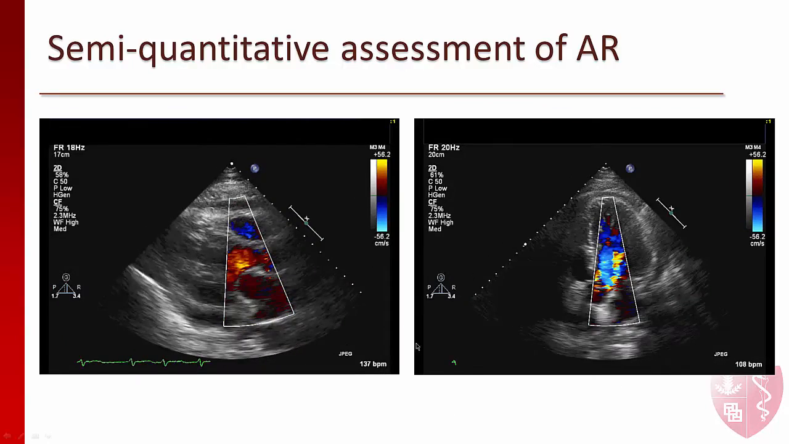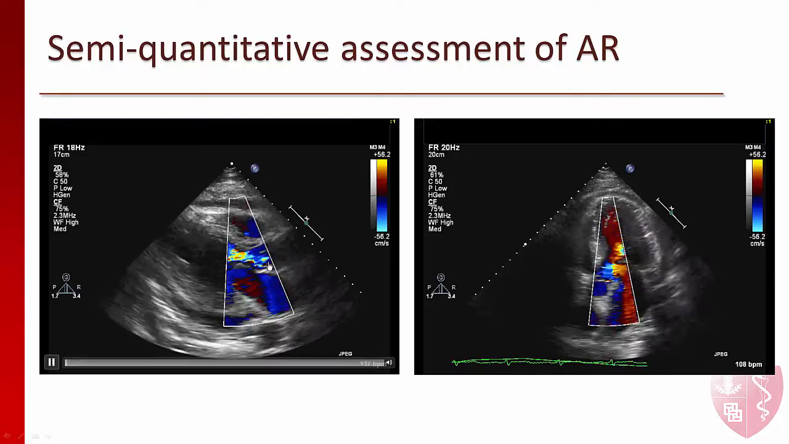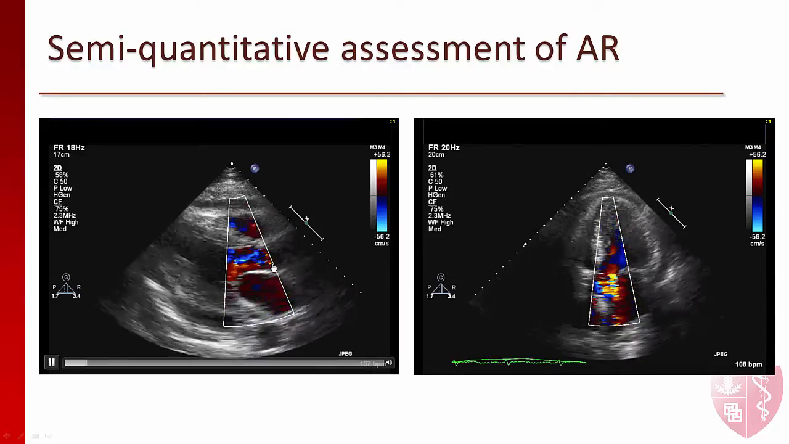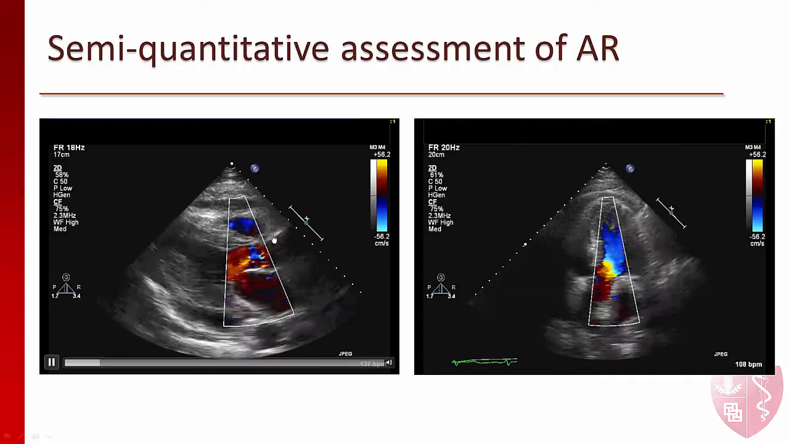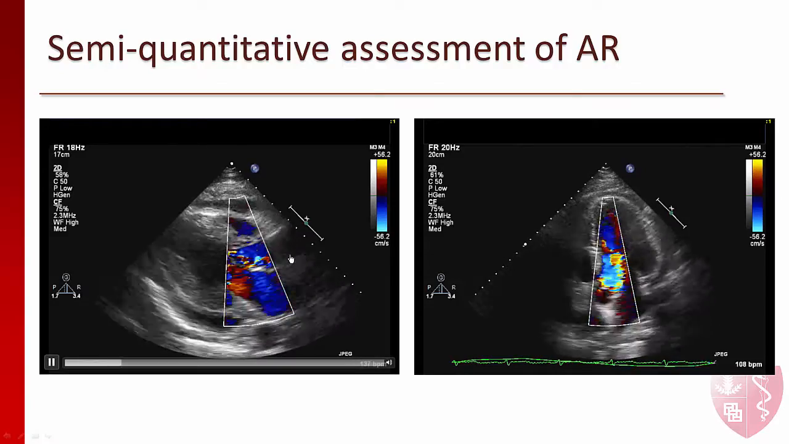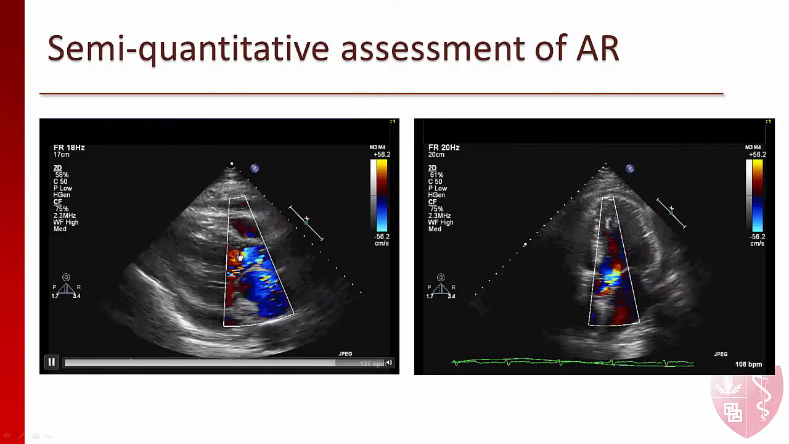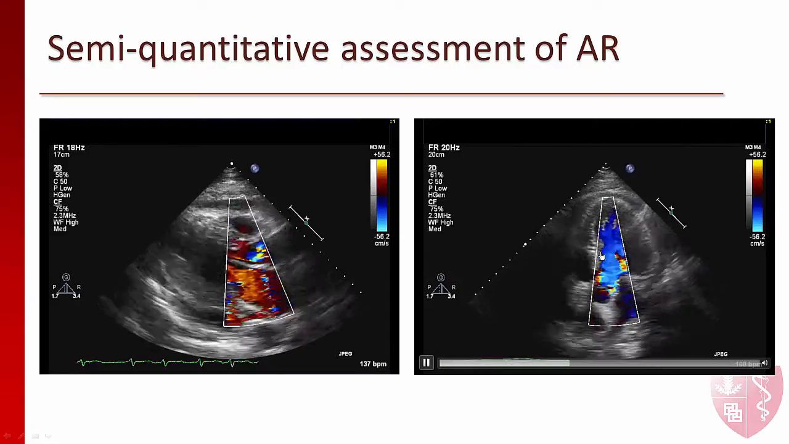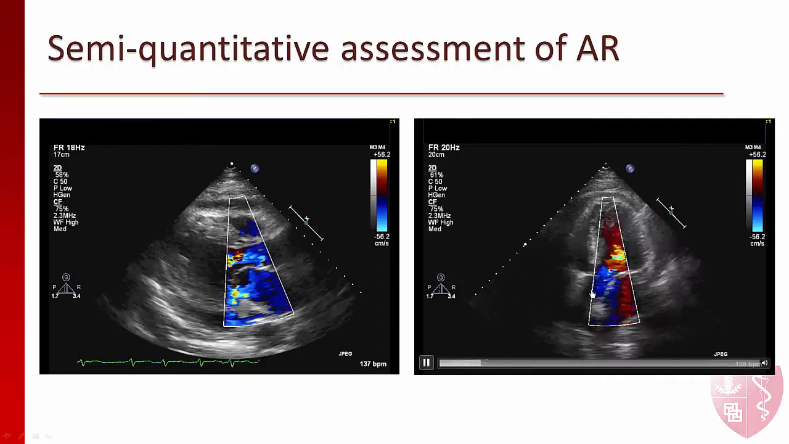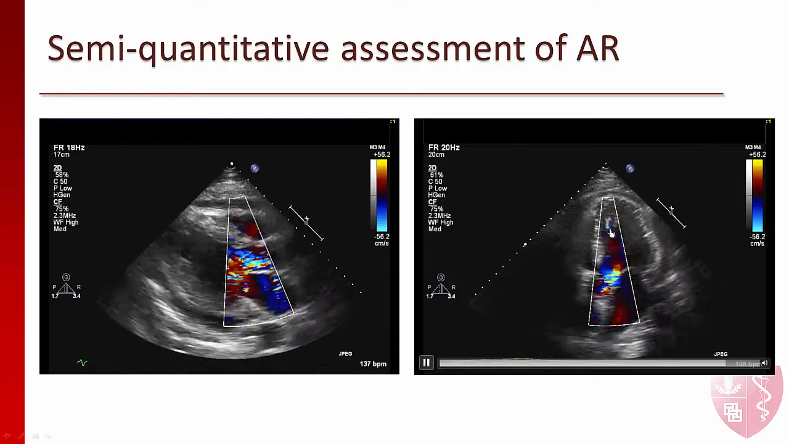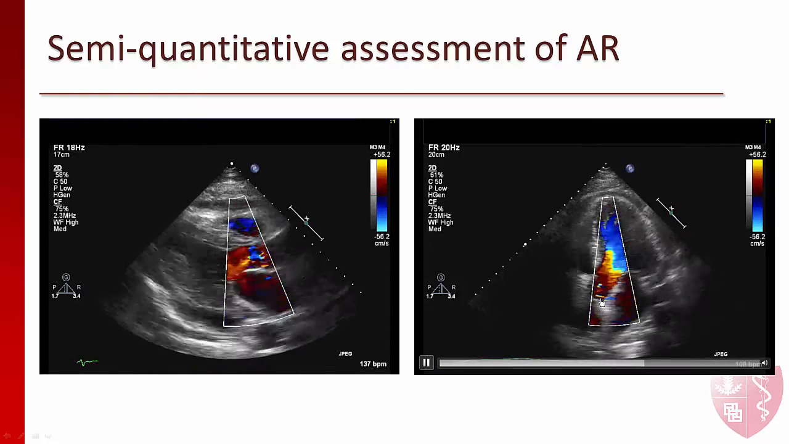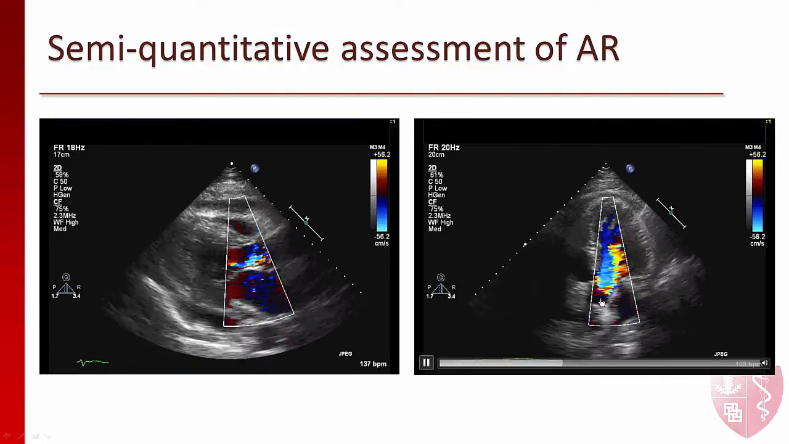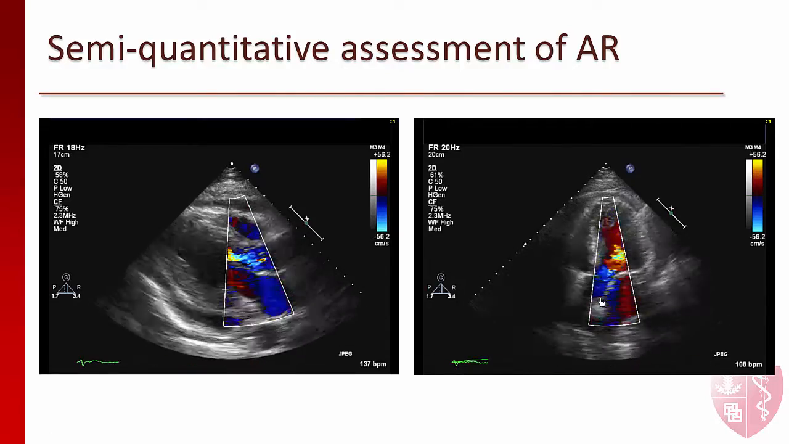Let's look at that last example. Here is a hyperdynamic and very tachycardic left ventricle, and you can see that you have as much flow going backwards into the left ventricle. Let's look at the apical 5-chamber view, and you see that there is as much flow going backwards into the left ventricle as forward into the aorta. This is a severe aortic regurgitation.